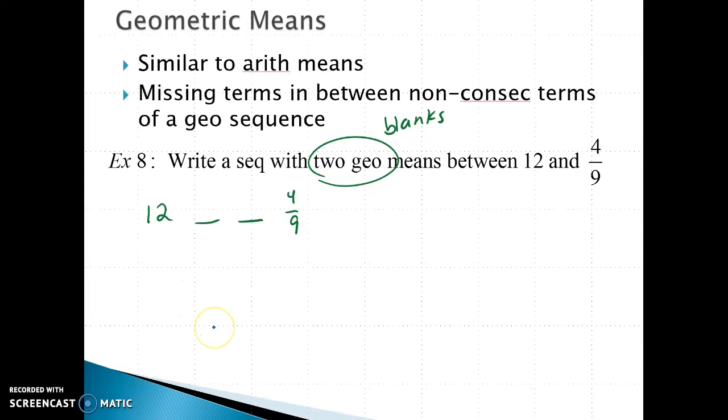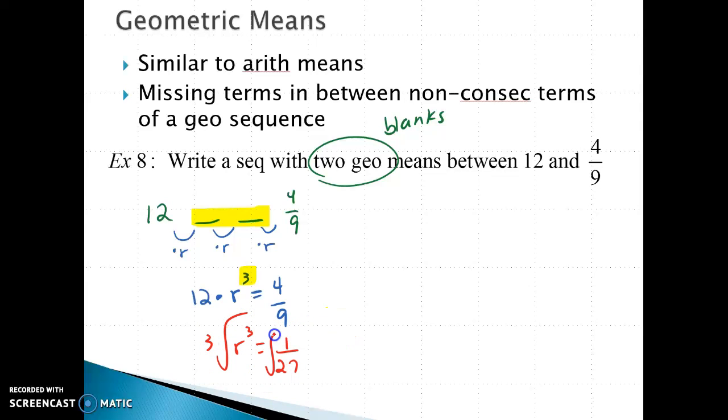And just like with our arithmetic means, we were adding the same value. Well, here we are multiplying by the same value, that common value of r. So I can say that 12 times r cubed equals 4 over 9. And just like we saw on our last problems with arithmetic ones, however many blanks I have, my n value will be 1 greater. So now to solve, I just divide by 12 on both sides, and I end up getting r cubed equals 1 over 27. When I cube root both sides, I end up getting r equals 1/3.